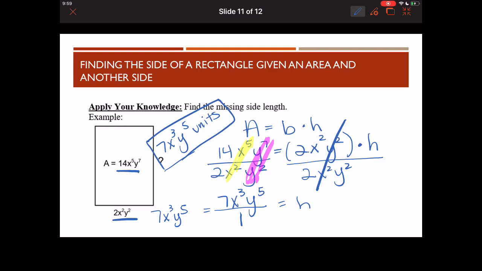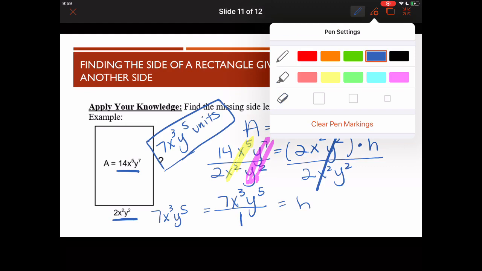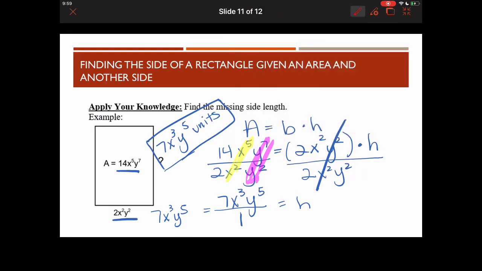Now let's check our answer to make sure that this makes sense. So I should be able to multiply my two sides together, the one that I found, so 7x cubed y to the fifth, and the one that was given to me, 2x squared y squared, and I should get that area. So 7 times 2 is 14. X to the third times x squared is x to the fifth, and then y to the fifth times y squared is y to the seventh. These match up, right? So that tells me that I got the right answer.